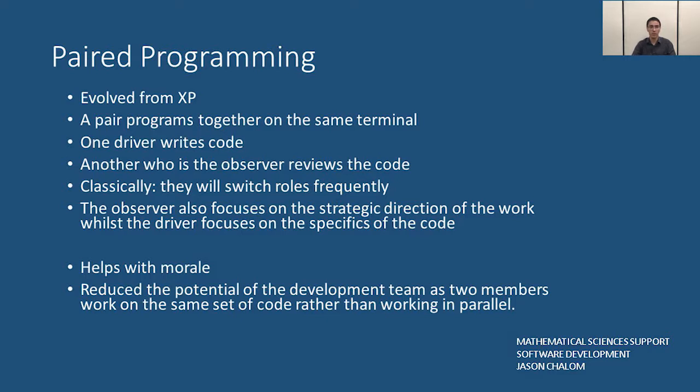What has evolved from this, which is still used quite often today, is paired programming. Paired programming is where pairs of programmers team up to program the same functional requirement. One is the driver who actually writes the code, and the other is the observer who observes the driver writing the code and makes suggestions, states the functional requirements, and makes sure that the software being produced is of high quality. Classically, the 2 switch roles frequently, and whilst the observer focuses on the strategic direction of work, the driver focuses on the specific code. This helps with morale, and it can also help train younger, less experienced programmers in a team.